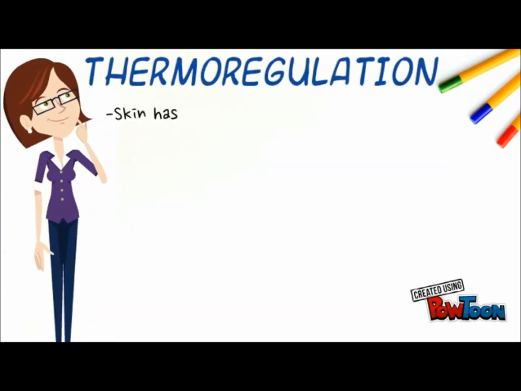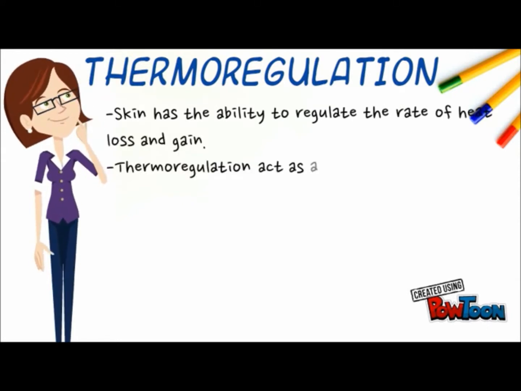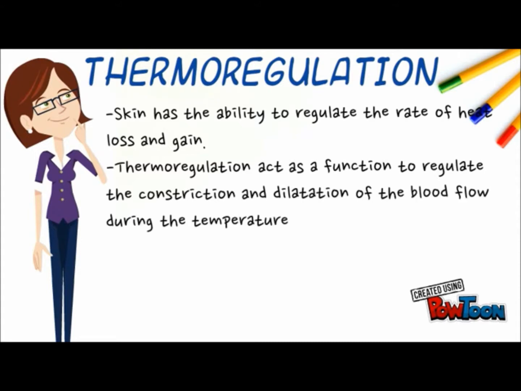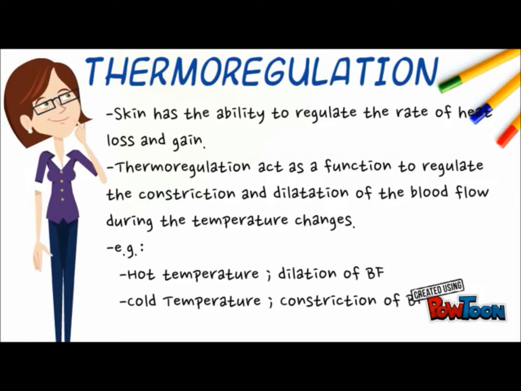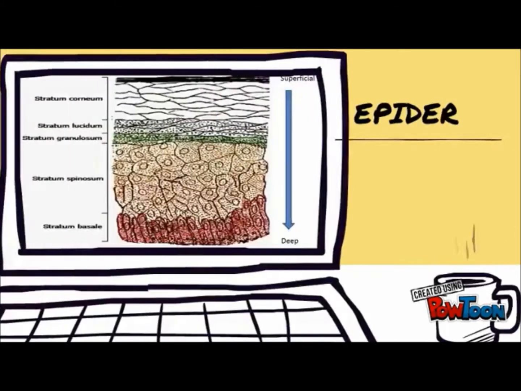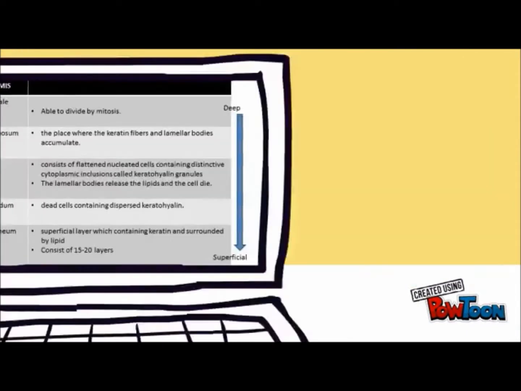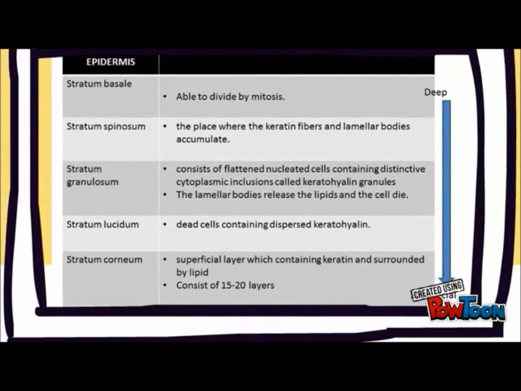The next one is thermoregulation. It has the ability to regulate the rate of heat loss and gain, and has the ability to regulate contraction and dilatation of blood flow during temperature change. This is the layers of the epidermis. And next is the characteristic of each layer of the epidermis.